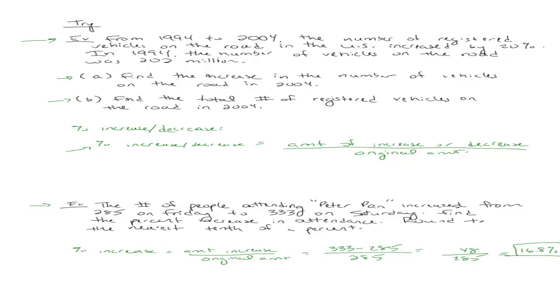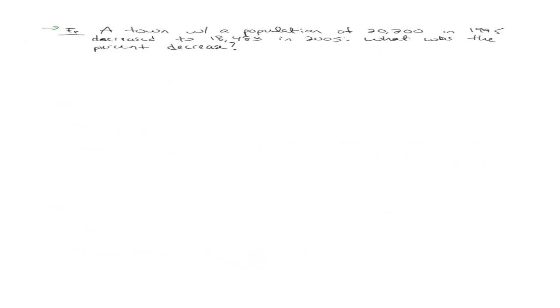And I left an example here for you to try out that's very similar to the one we just did. A town with a population of 20,200 in 1995 decreased to 18,483 in 2005. What was the percent decrease? So you're going to use the exact same formula, and that formula is that percent decrease is the amount of decrease over the original amount. And there are some more problems that you can try out in your textbook dealing with this.